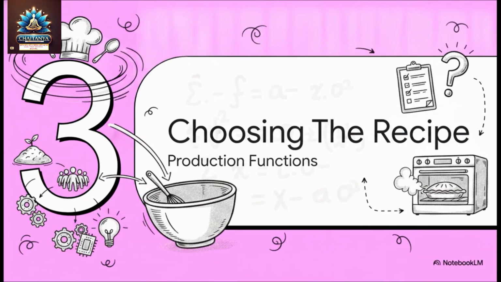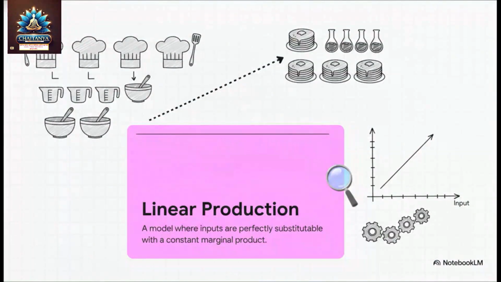Section 3, choosing the right recipe or production functions. Okay, so once we have our ingredients, our land, our labor, our capital, and our entrepreneurship, we need specific mathematical recipes to mix them all together. We start with the simplest recipe out there, the linear production function. This is a model where inputs are perfectly substitutable with a constant marginal product.